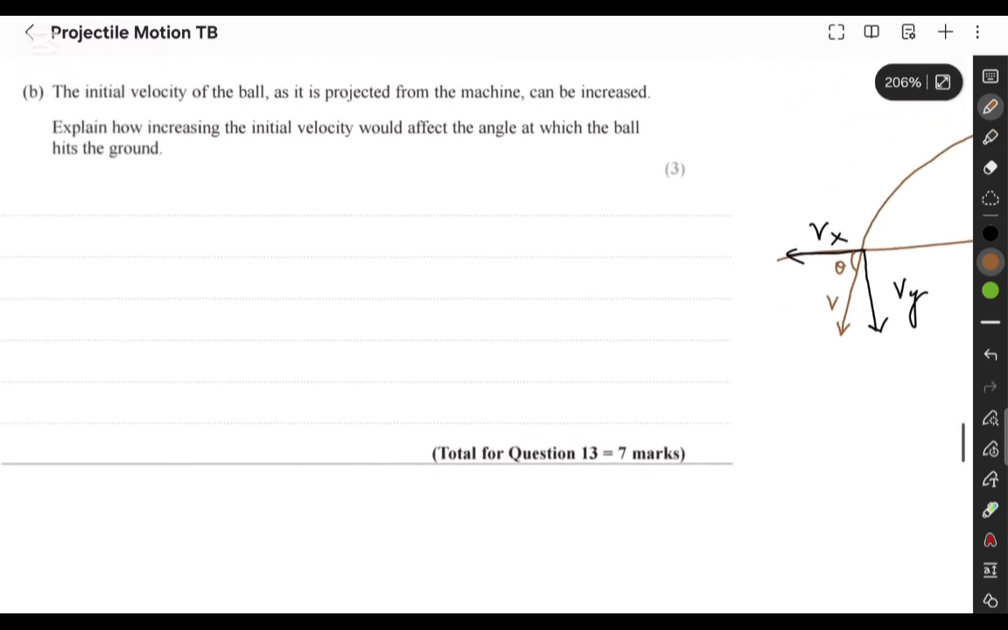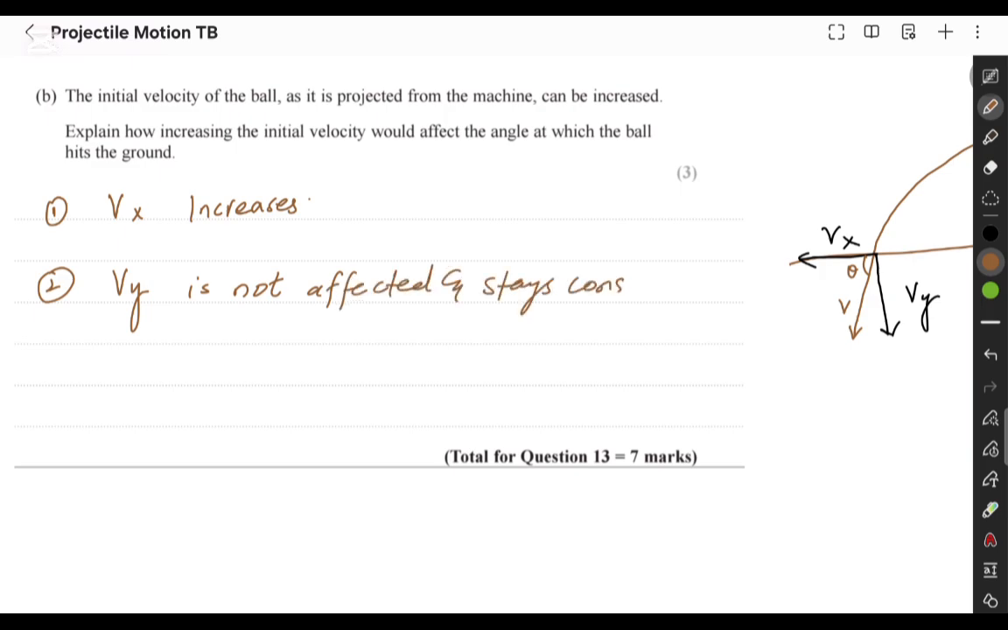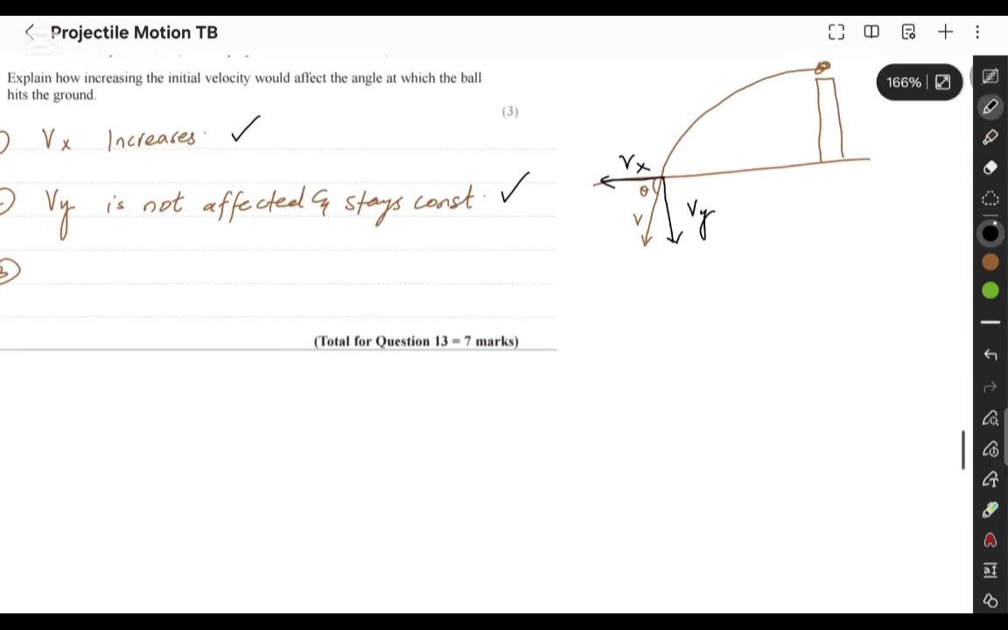Okay, so a couple of things let me write down first. When the initial velocity increases, Vx increases, and then Vy is not affected and stays constant. And then number 3 I will explain at the end. Let me explain these first 2 points and then we'll get to the last one. So you will get 1 mark for this and 1 mark for this. Now let me explain this.